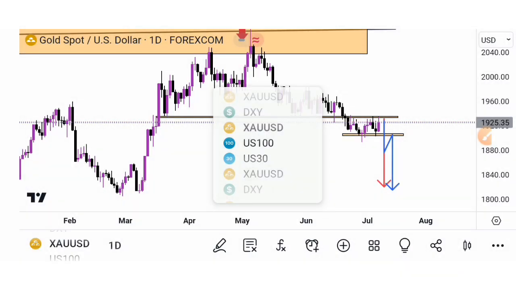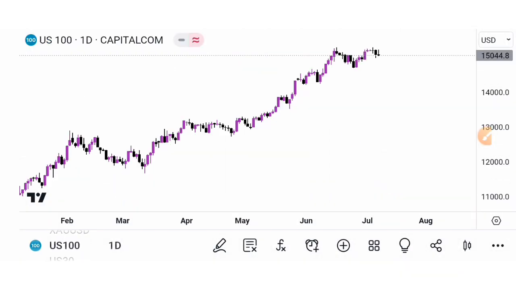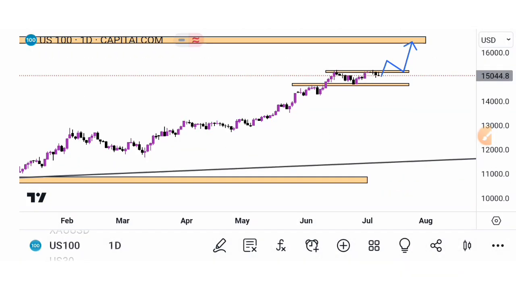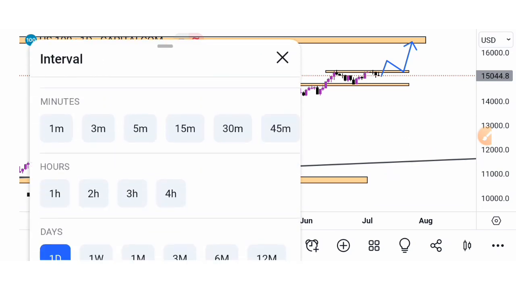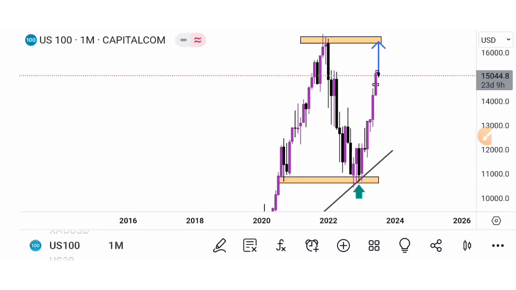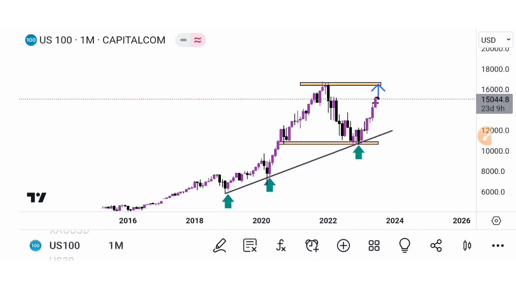Let's go to the third pair of the day, US 100. On US 100, man, we are bullish, as you can see. But now let's go to the bigger time frame, the monthly, so you see why I say we are bullish on this pair.